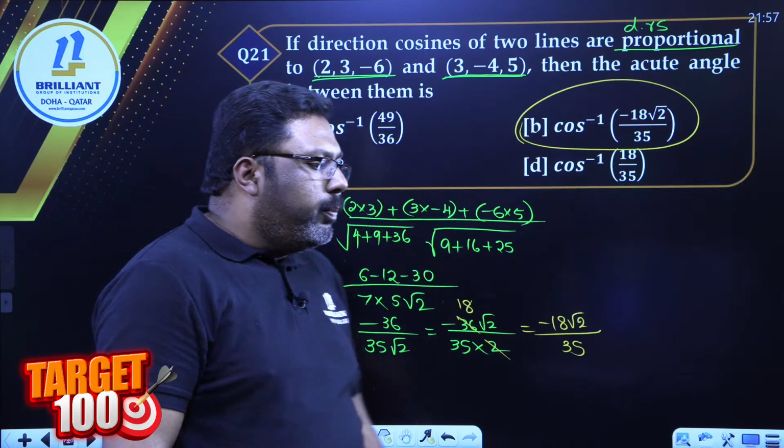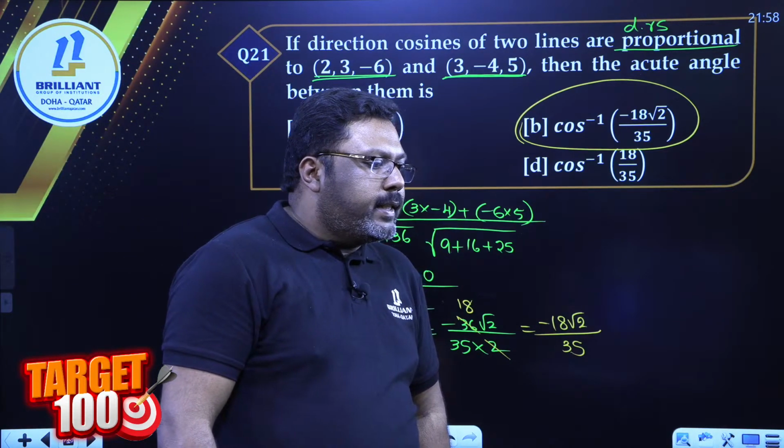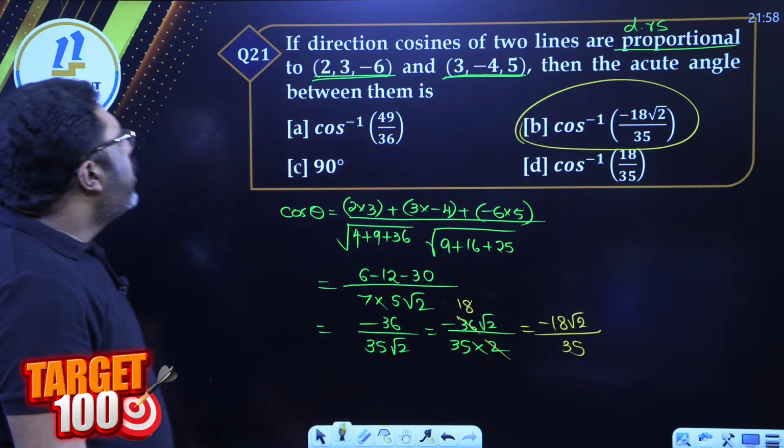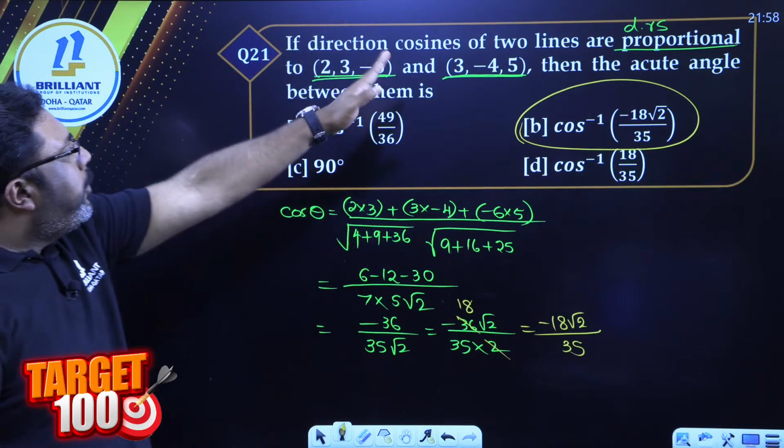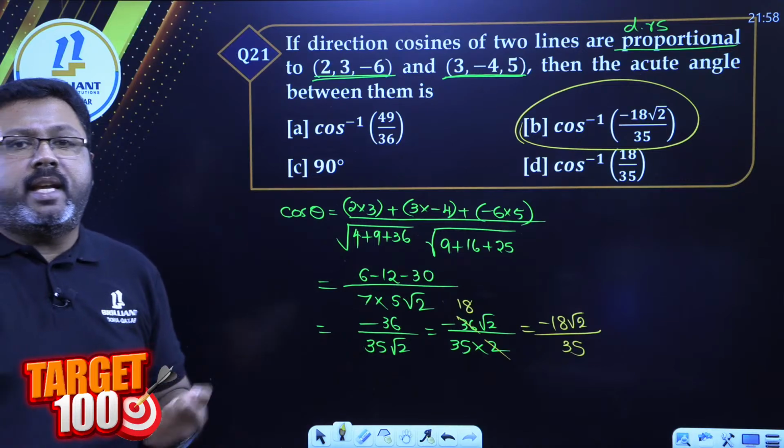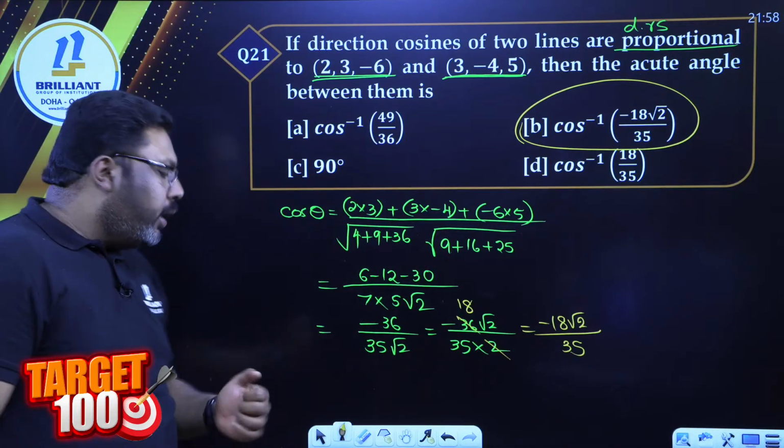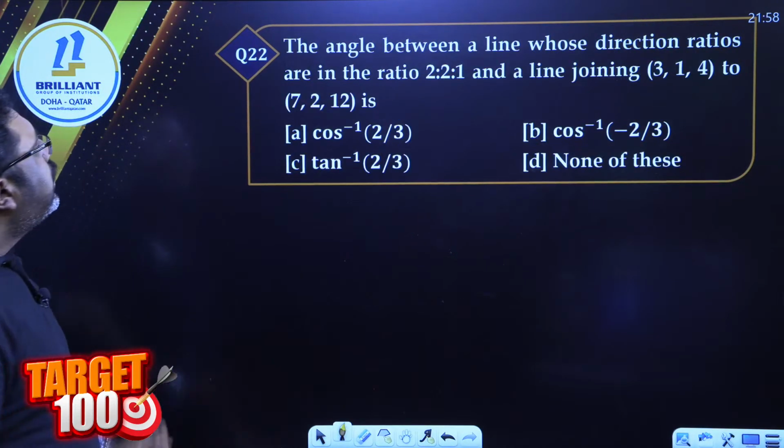Yes, right answer coming from Nitin, Faris, Hafiz. Very good. Okay, fine. So learn it once again. Proportional to is another way to say that it is direction ratios. Okay. Next question, please. 22.